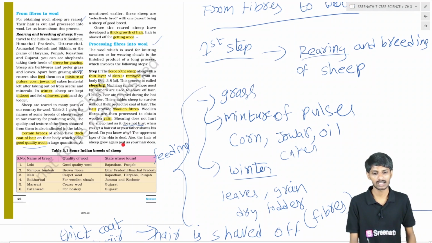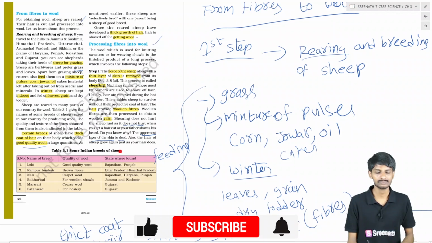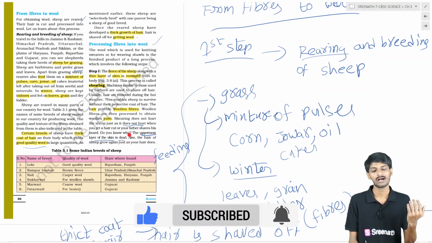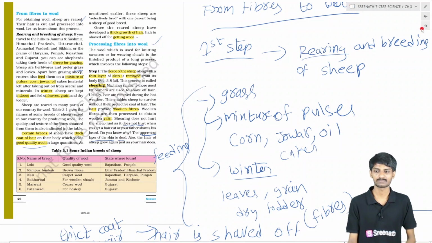Why it does not hurt them means, basically the uppermost layer of the skin is dead. It is a very dead, uppermost layer, so cutting the uppermost thinnest layer does not hurt the sheep. So in this process we are getting hair from sheep. We call the process of cutting the thin layer of skin shearing.